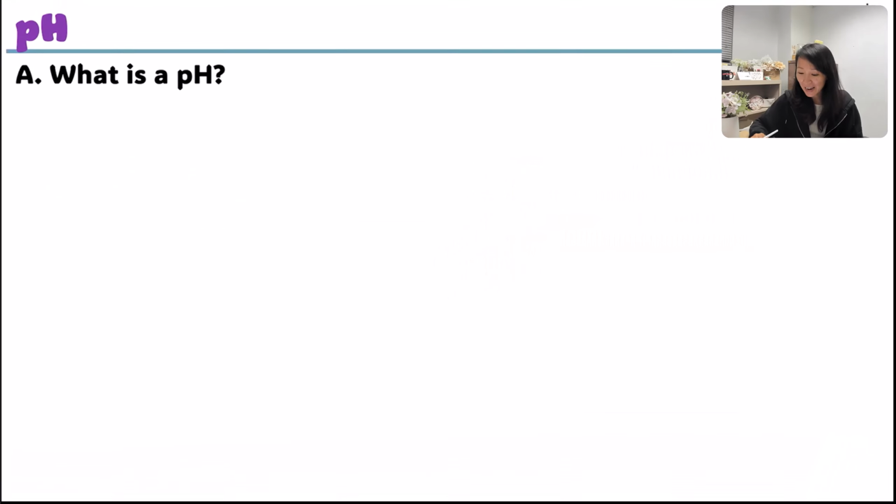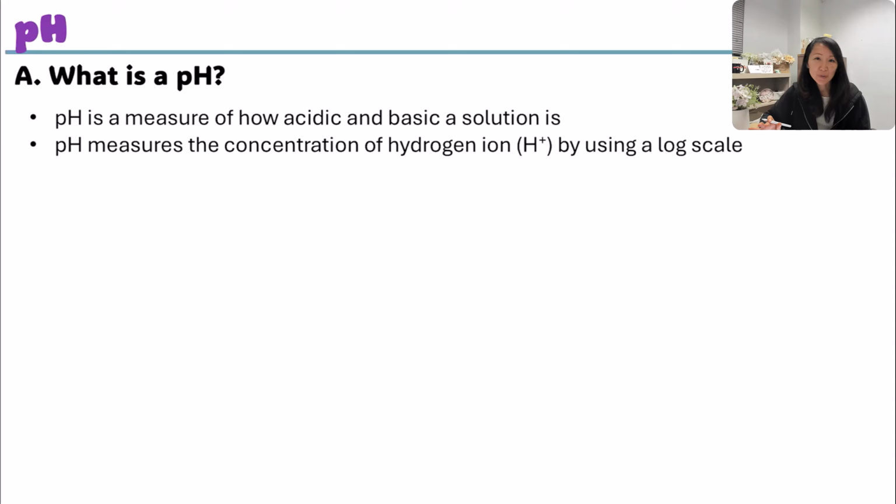What is a pH? pH refers to a value, a number that's going to tell me how acidic a solution is or how basic a solution is. So pH has a specific value, a number, and the pH actually measures how much H plus, or hydrogen ions, are present within a solution by using a log scale. More on that a little later.